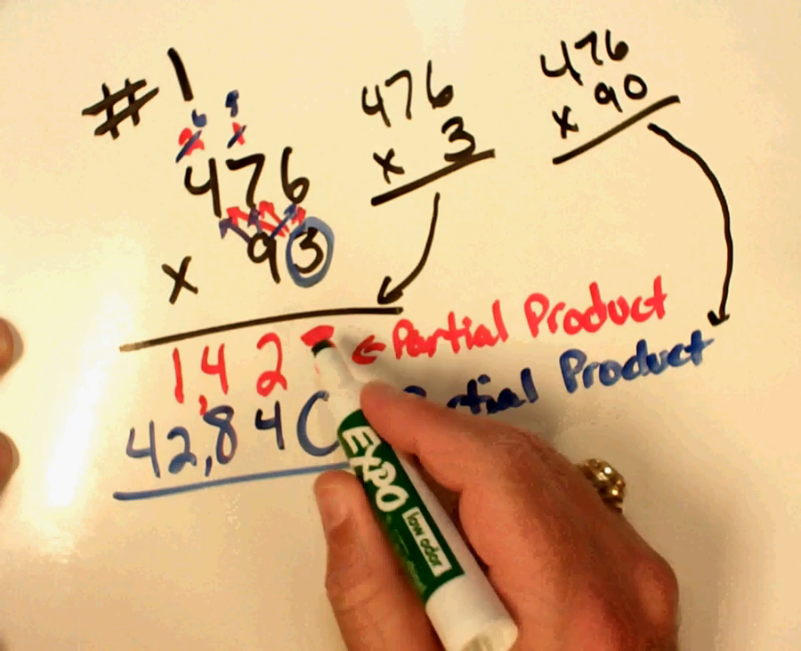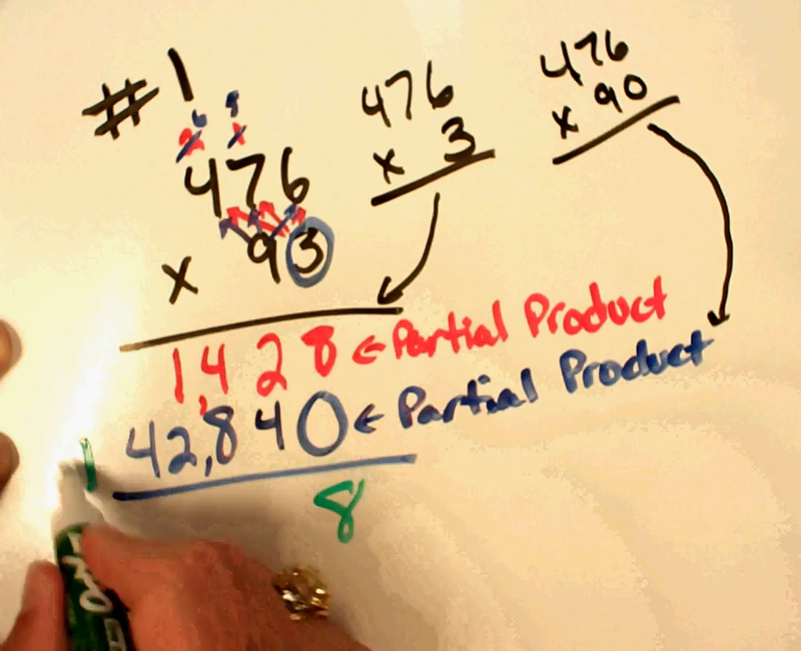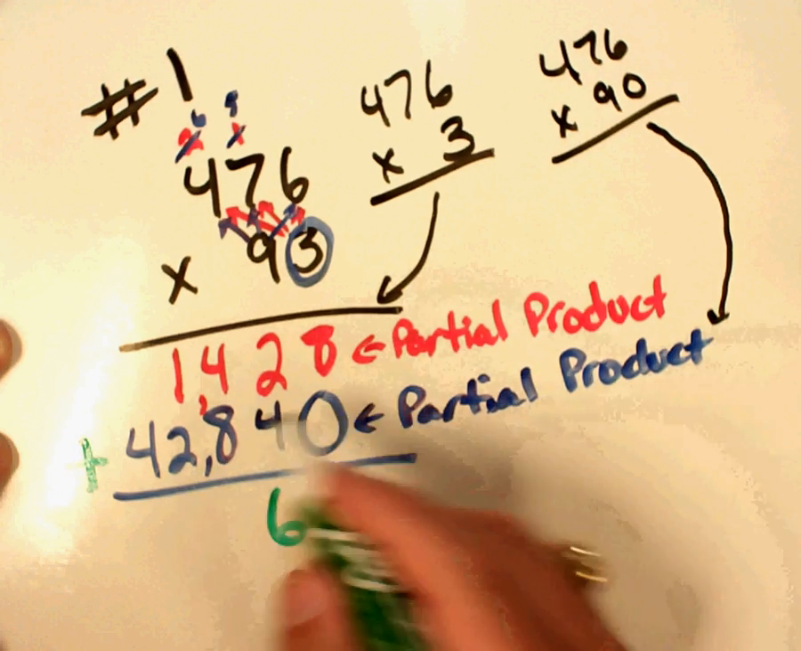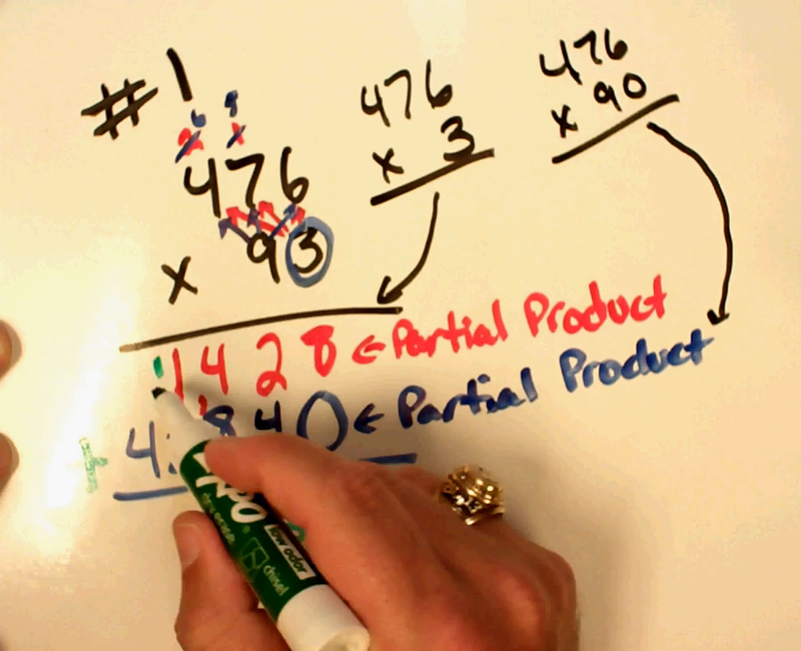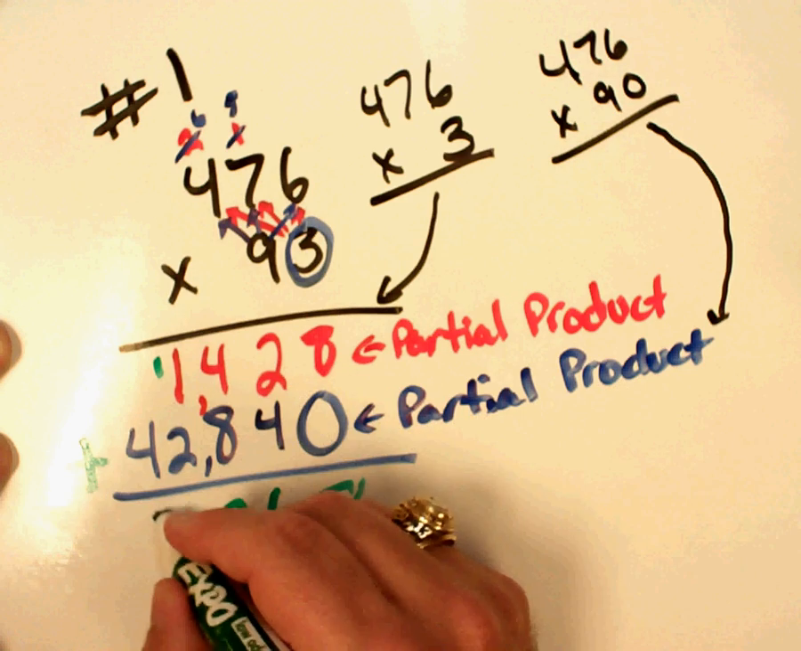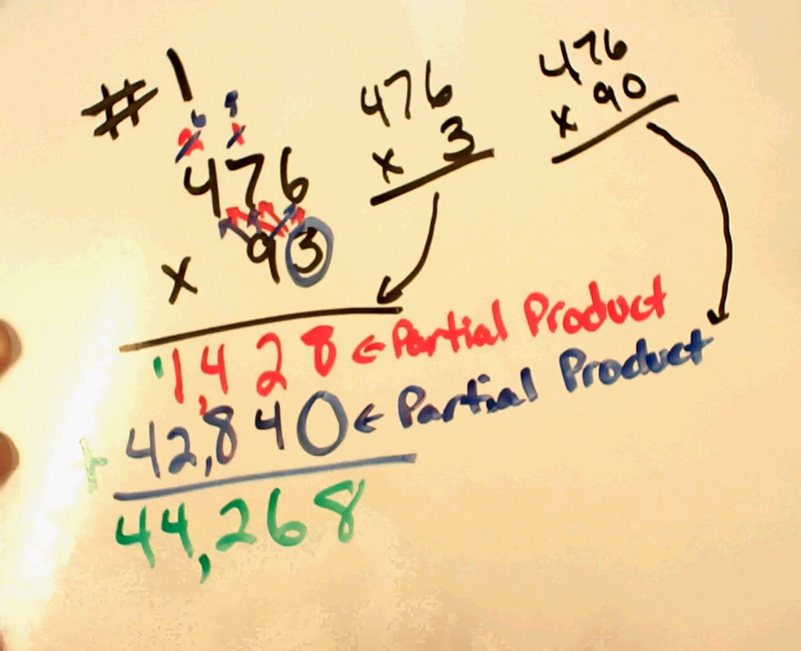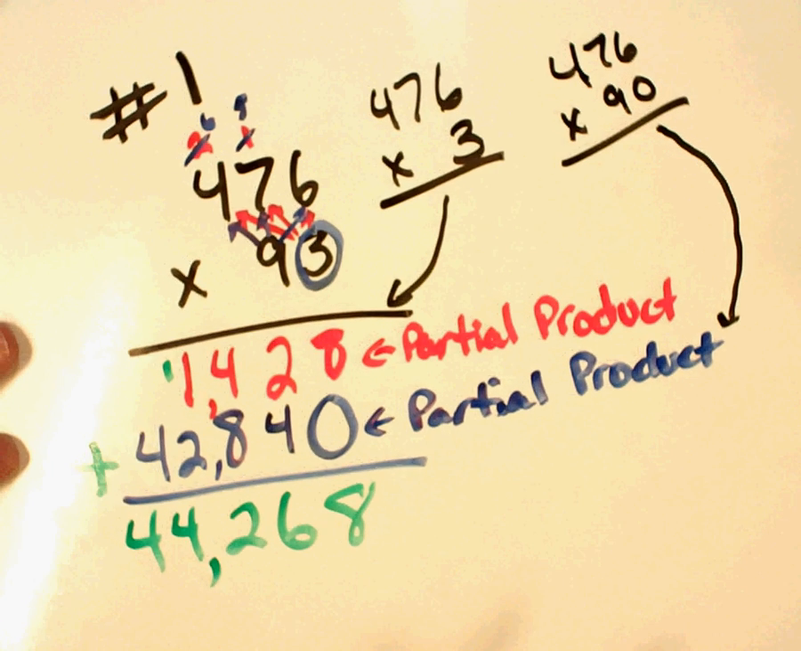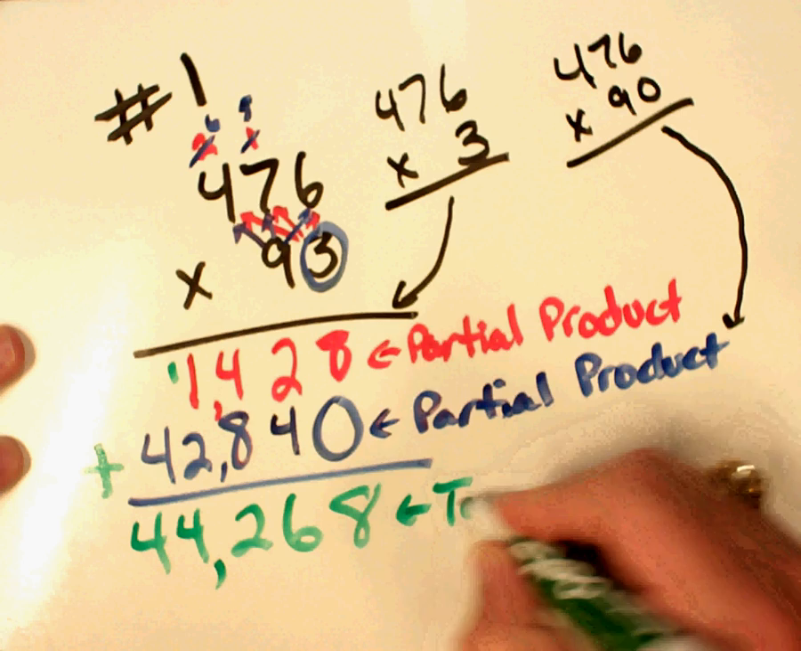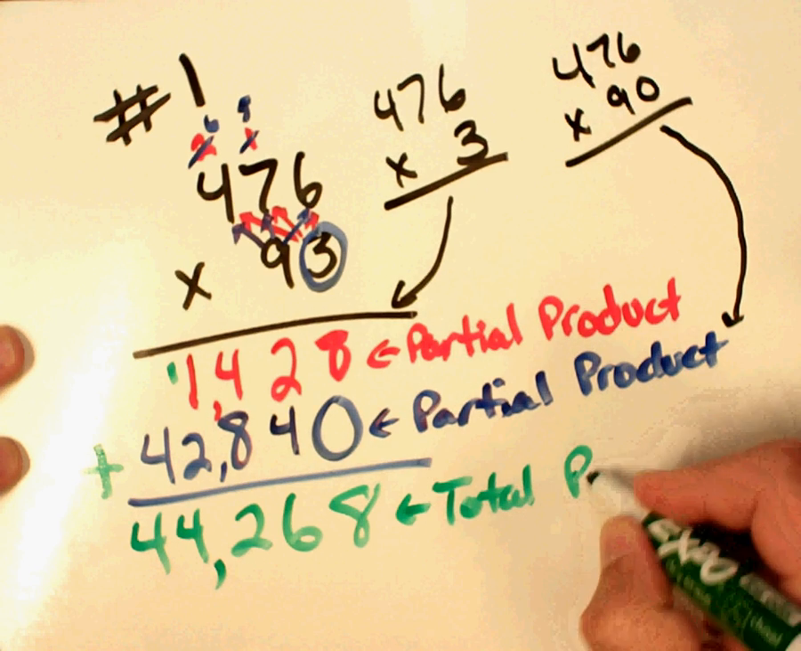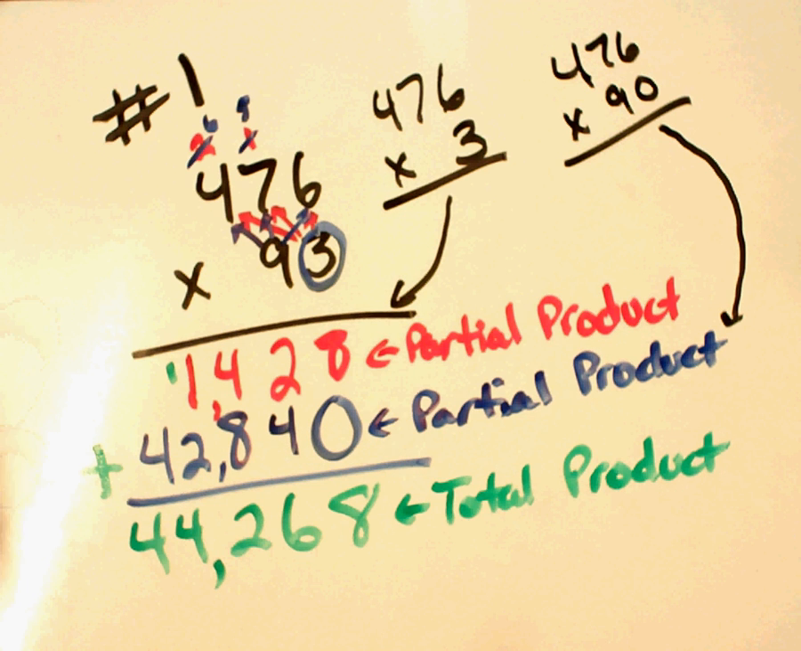Alright, let's finish it up. 8 plus 0 gives me 8. 2 plus 4 gives me 6. 4 plus 8 gives me 12. Carry my 2. And 1 plus 1 plus 2 gives me 4. And then finally this 4 is all by itself and has nothing to add to. So sad. And so I get as my total product, 44,268.